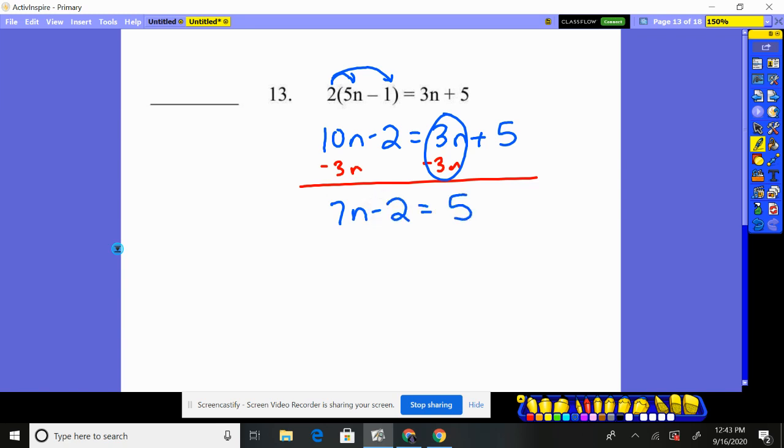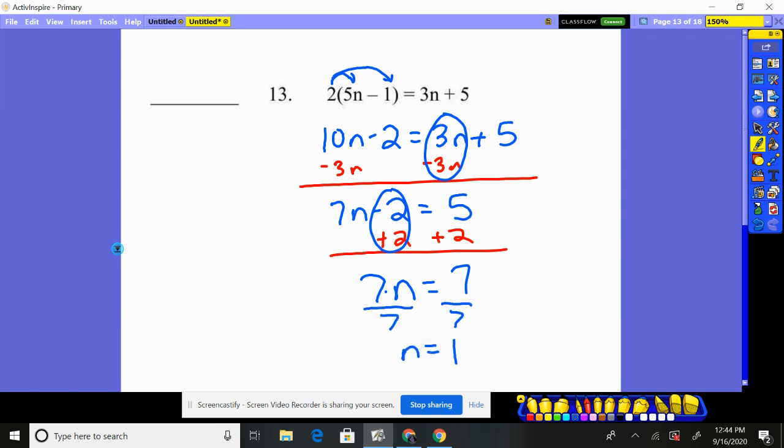I now need to move the number to be with the other number, and that'll leave the variable by itself. So in this case, we're going to add 2, basically moving it over to the right-hand side, which then leaves me the variable by itself on the left and all numbers over on the right. We now finish it by dividing both sides by 7 to get a single n by itself, and a single n is worth the number 1.